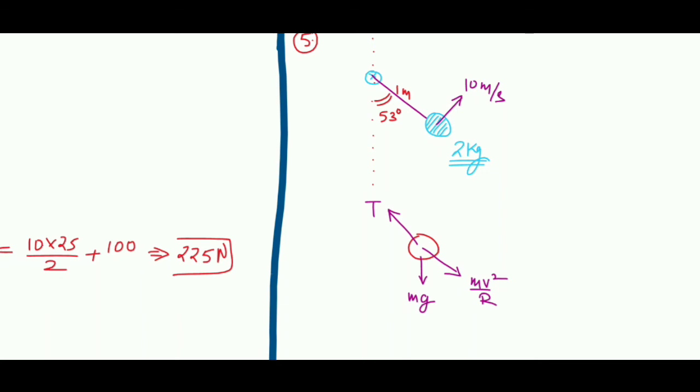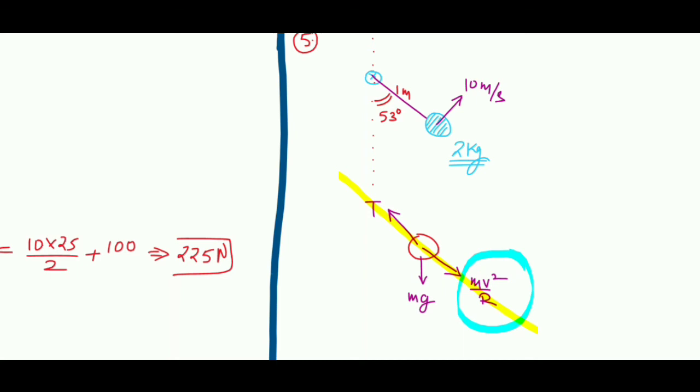If you see carefully, it might not be clear with the diagram, but tension and mv square by r are exactly opposite to each other. In the diagram I think the line is not clear, but they are actually exactly opposite. Tension is towards the center of the circle and mv square by r is in the opposite direction. After applying the pseudo force, mv square by r, we can balance the forces along the center line. Underline this point, along the center line.